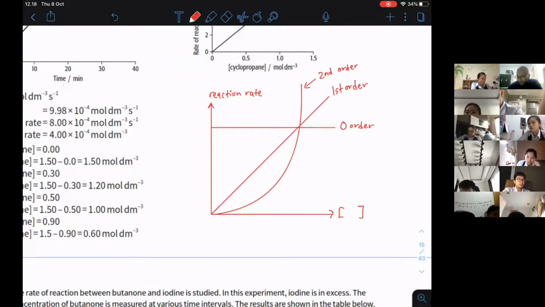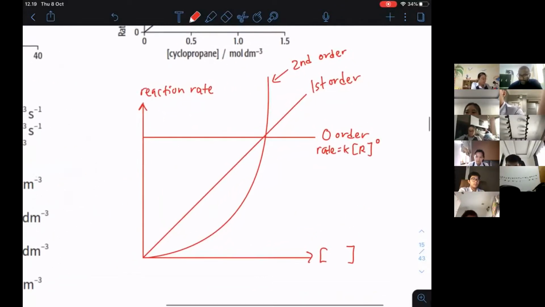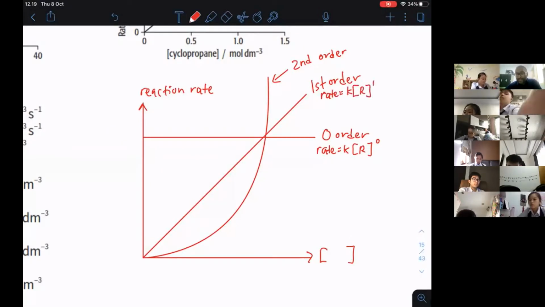Zero order is rate equals K, with the reactant to the power of 0. They do not depend on the reactant. First order is rate equals K times the reactant to the power of 1. They are directly proportional to the reactant's concentration. When it becomes double, it becomes double. When it becomes triple, it becomes triple. Second order is going to be the rate equals K times the reactant to the power of 2.